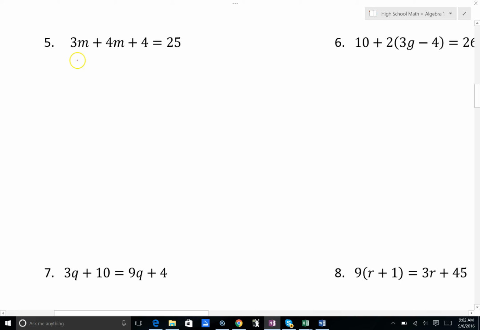Number 5. We want to isolate our variable. In that case, it means to get m by itself. Notice here we have two m terms, but they're on the same side of the equal sign. When they're on the same side of the equal sign within the same expression, we can combine like terms. Like terms means the same variable to the same exponent. Here we see we have 2 m terms to the first power, so we're simply combining 3m plus 4m, and that is 7m. Everything else stays the same.